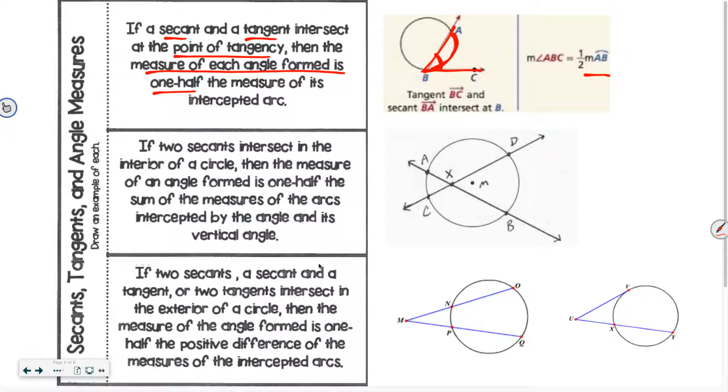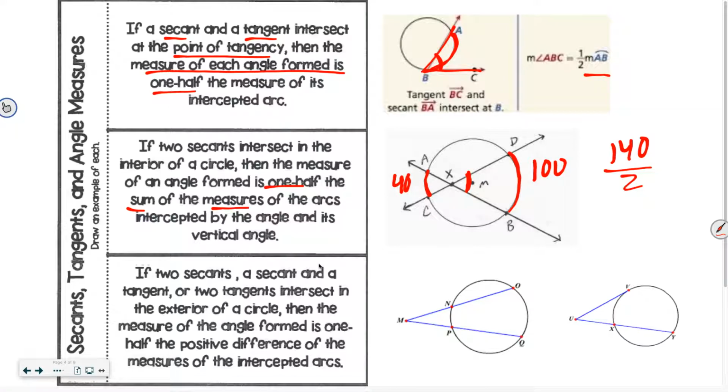Okay? Then it says if 2 secants intersect in the interior of a circle, then the measure of the angle formed is 1/2 the sum of the measures of the intersected arcs. So here and here, these are the 2 intersected arcs. So if this is 100 and this is 40, then this angle is going to be me adding them together, 40 and 100, 140, and then dividing it by 2. That's what they're talking about, the sum of the measures of the arcs, and that is half of that. So we half the sum.